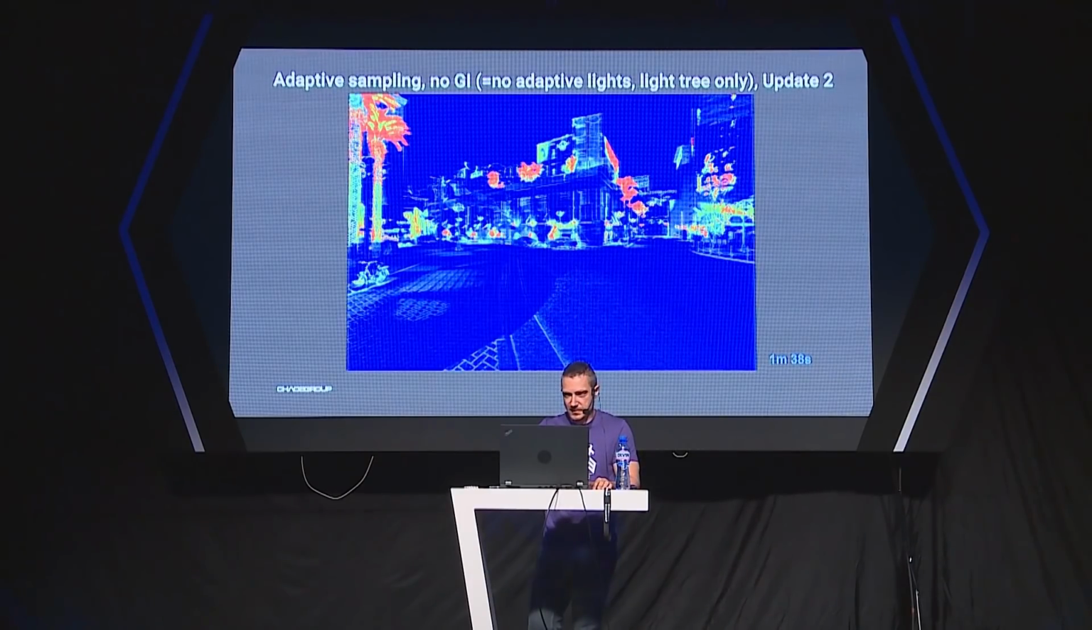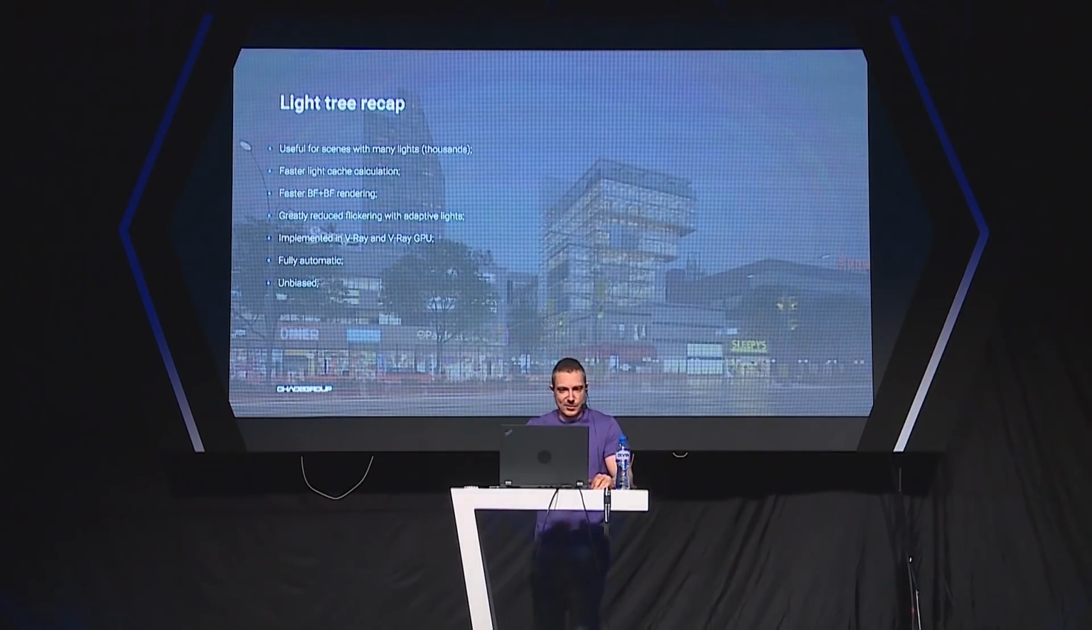This is just a comparison between update 1 and update 2. So the recap here is that we can render scenes with thousands of light sources much more efficiently. The light cache is also faster. Brute force rendering is also faster. The chances that you get any sort of artifacts or flickering are reduced a lot.